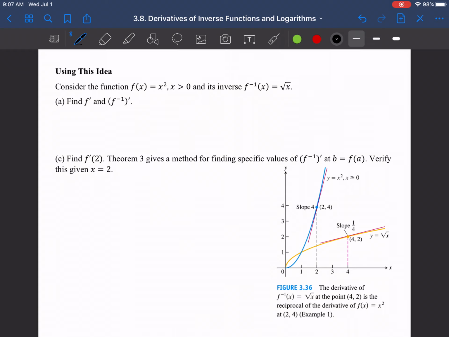Let's look here. So we have the function f of x equals x squared, and we have its inverse, f inverse of x equals the square root of x.